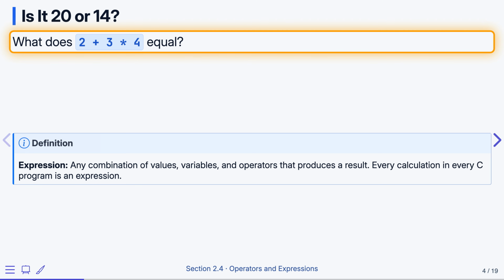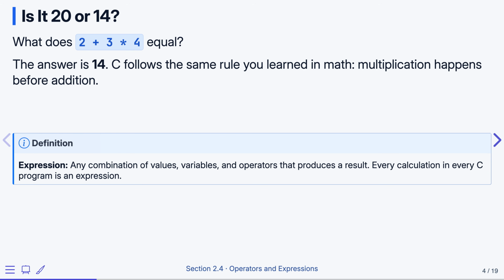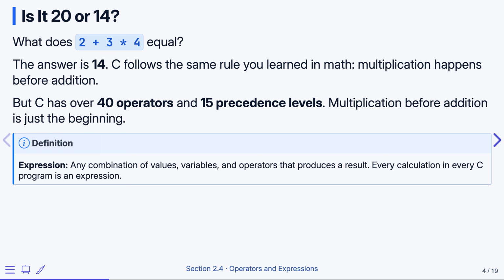Let's start with a small puzzle. What does 2 plus 3 times 4 equal? Is it 20 or 14? The answer is 14. C follows the same rule you learned in math. Multiplication happens before addition. But C has more than 40 operators and 15 levels of precedence. Multiplication before addition is just the beginning.